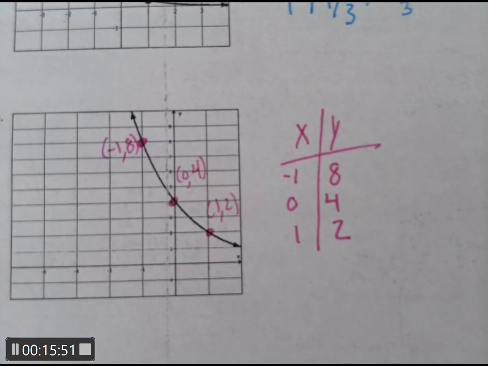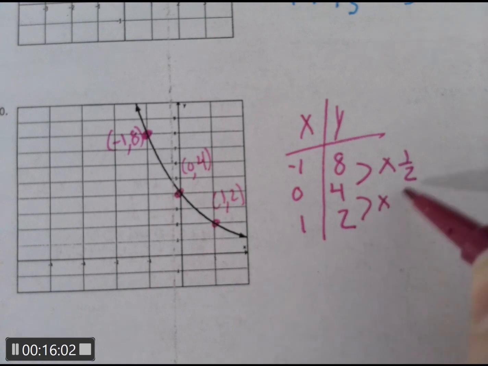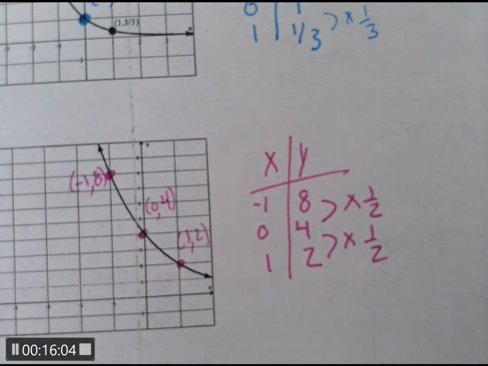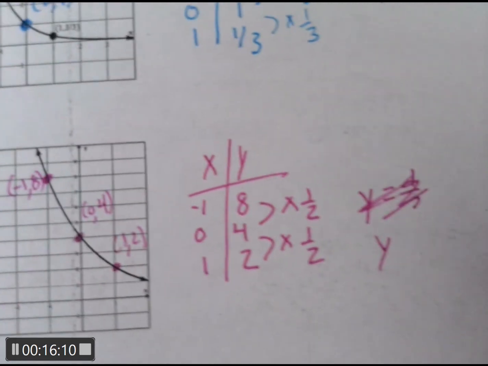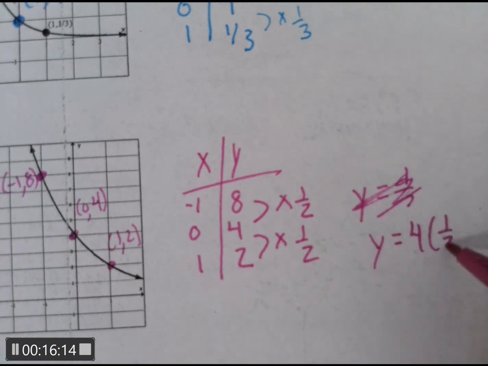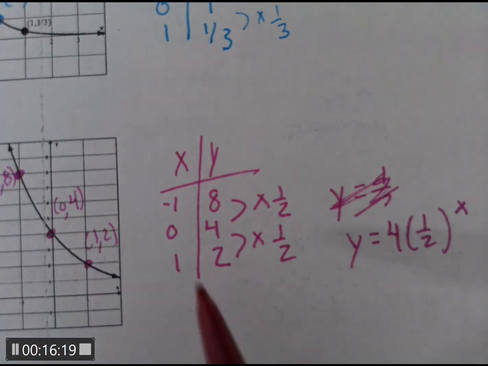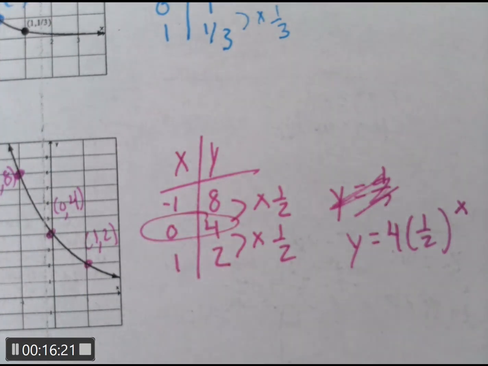So what are we going to multiply by 8 to get us 4? You tell me. We're going to multiply by 1/2 each time. So then our equation is y equals 4 times 1/2 to the x. Okay? Because remember, 4 was our initial value.